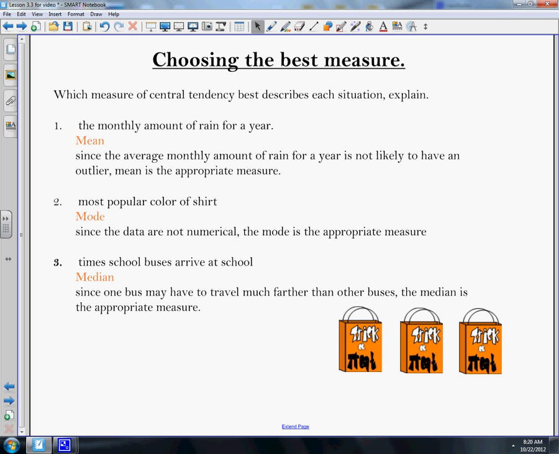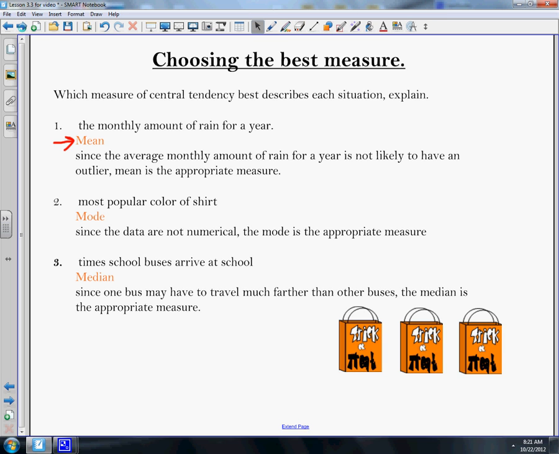So number 1, the monthly amount of rain for a year. So this one you're going to want to use the mean, since the average monthly amount of rain for a year is not likely to have an outlier because it's just average. It's like what happens every month. This month we had 3 inches, next month we have 5 inches. They're usually very similar. So you're going to want to use the mean.